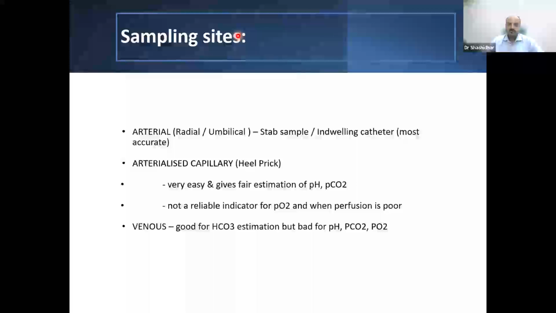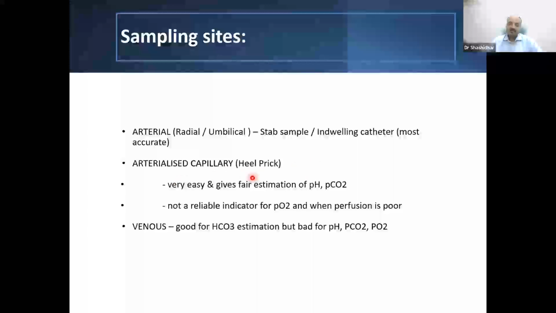You should not be doing a stab sample. By poking the baby with a needle, you are causing a lot of pain, crying, and a lot of CO2 washout. Your blood gas interpretation will go for a toss. So don't do a stab sample. Preferably, if you have an indwelling catheter, either umbilical or radial, that is the most accurate measurement of the baby's physiological status at that moment.